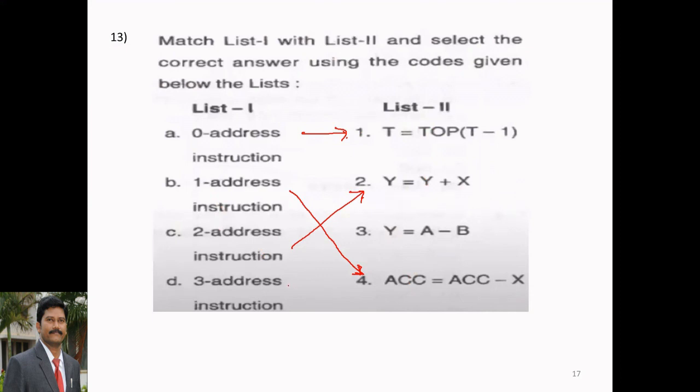Now let us see the 3 address instruction. See here, y equals a minus b, a is one address, b is one address, and the result y is also one more address. So total 3 addresses are there. Here, in the other one these two are the same, so that is a 2 address instruction, and the result is stored in the same given register. But here it is 3 address. So let us see the answer. This is 0 address instruction, this is 2 address, this is 1 address, and this is 3 address instruction.